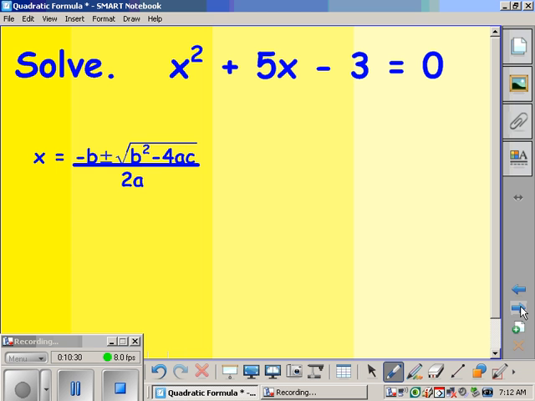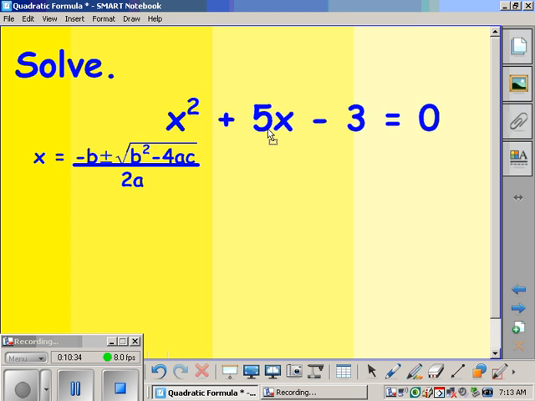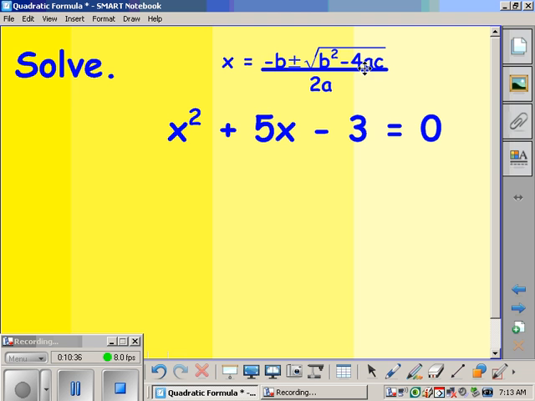All right, so again, first thing we need to use the quadratic formula is we need to identify a, b, and c. So our a is 1, our b is 5, and our c is -3. And we're going to plug it into the formula.